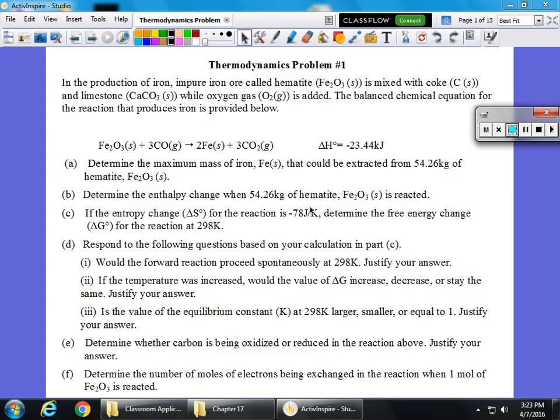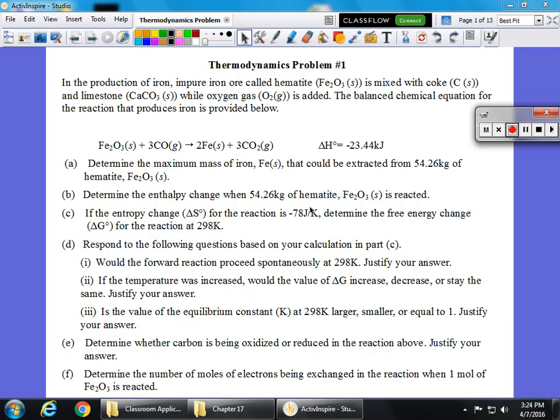This is one of two thermodynamics problems I'm going to do based around the same equation, and what I'm going to try to do is just break these up into two shorter videos, two small parts for each one. So first, let's tackle the first part of this, probably like parts A and B, and then we'll run through the rest. This one is about the production of iron. We're taking iron oxide, which is hematite, and we're reacting it with some carbon monoxide to generate iron and carbon dioxide. You're given a delta H.